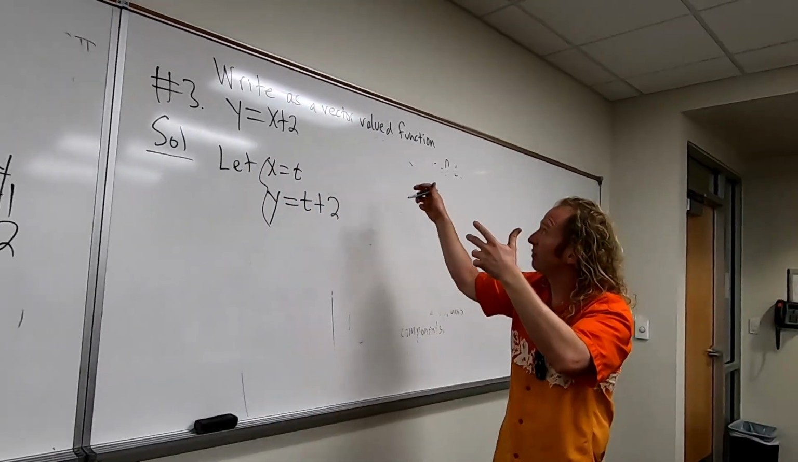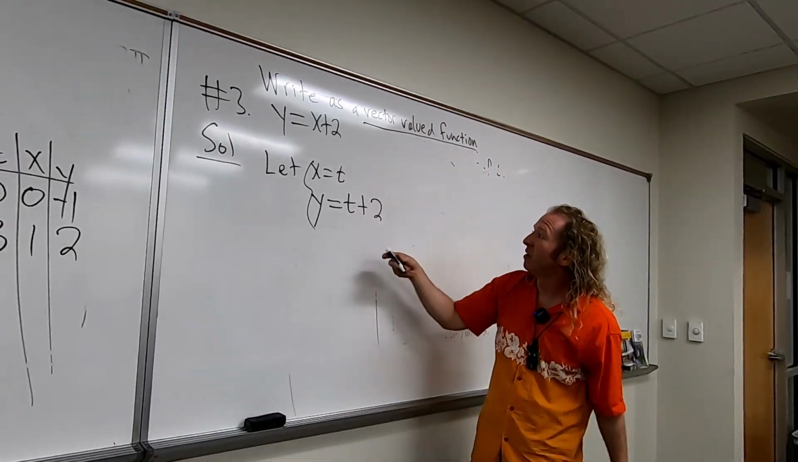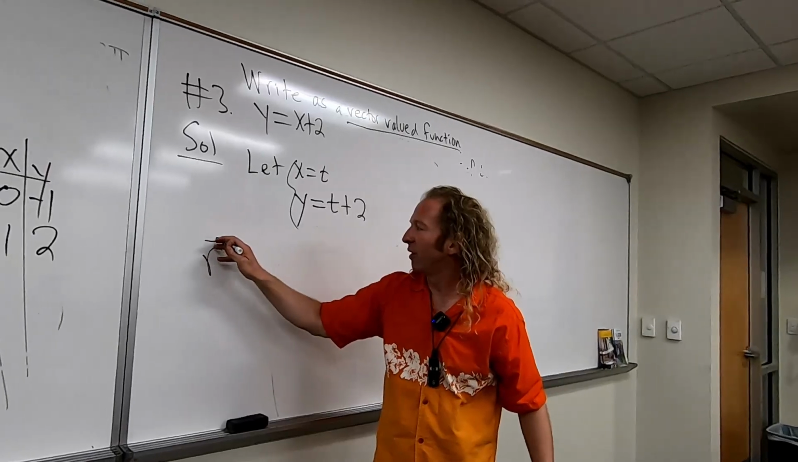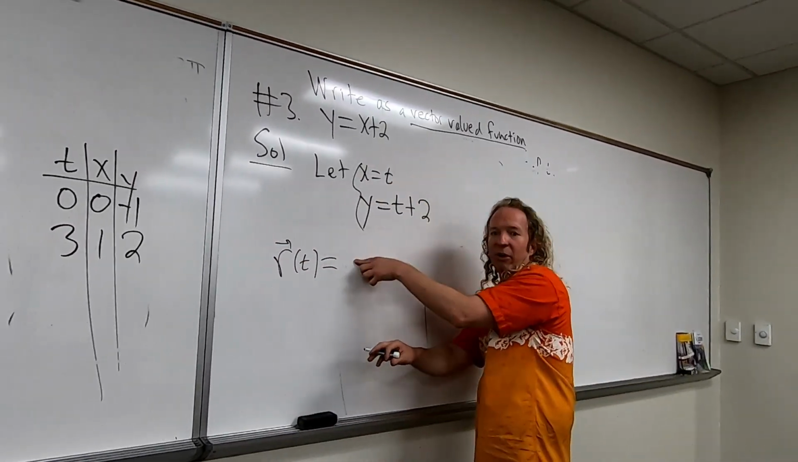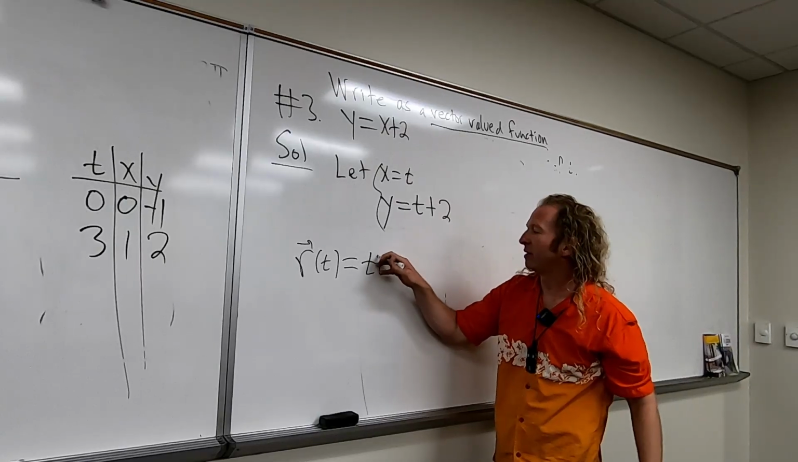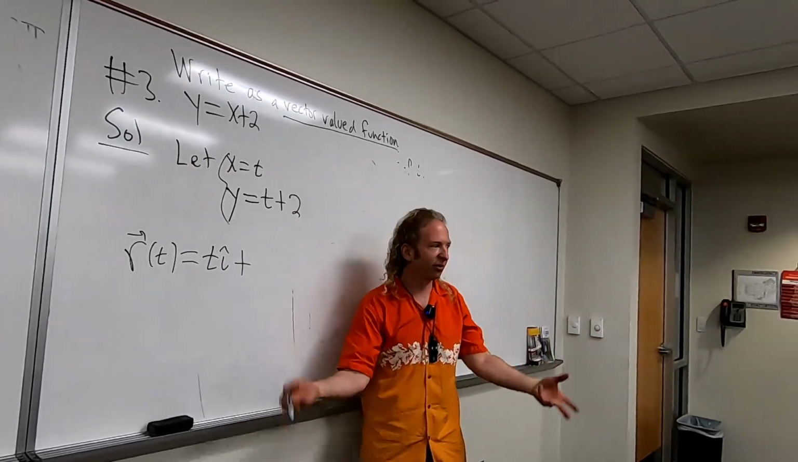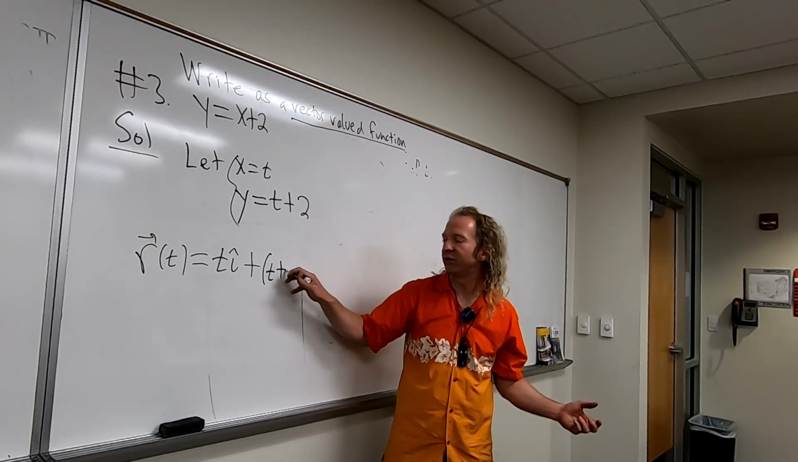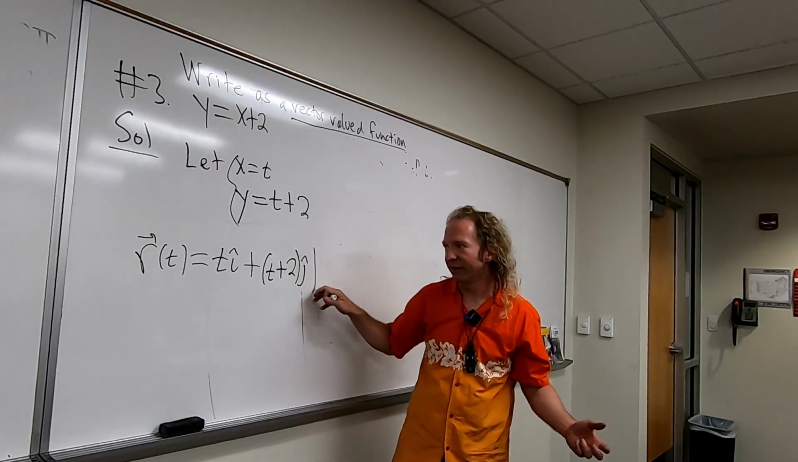But the question is the calculus 3 question, because this is calc 3. Because of that, we have to make this extra step. So we have to write our answer as follows. It'll be t, the x component, i hat, plus the y component, t plus 2 j hat. And that's it.